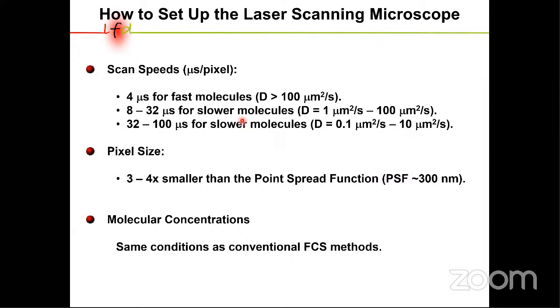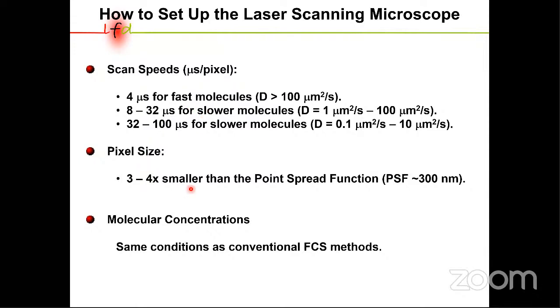How should you set up your laser scanning microscope? In general, the faster the molecules of interest are moving, the faster you need to scan to be able to follow their motion. Here are just some very general numbers. Of course, it will also depend on the instrument you're using, and you probably have to tweak it a little bit. In the beginning, in your experiment, you want to find out the diffusion coefficient, so you probably don't know exactly, so you maybe have to do a couple of tries with different scan speeds to see which fits your experiment the best.